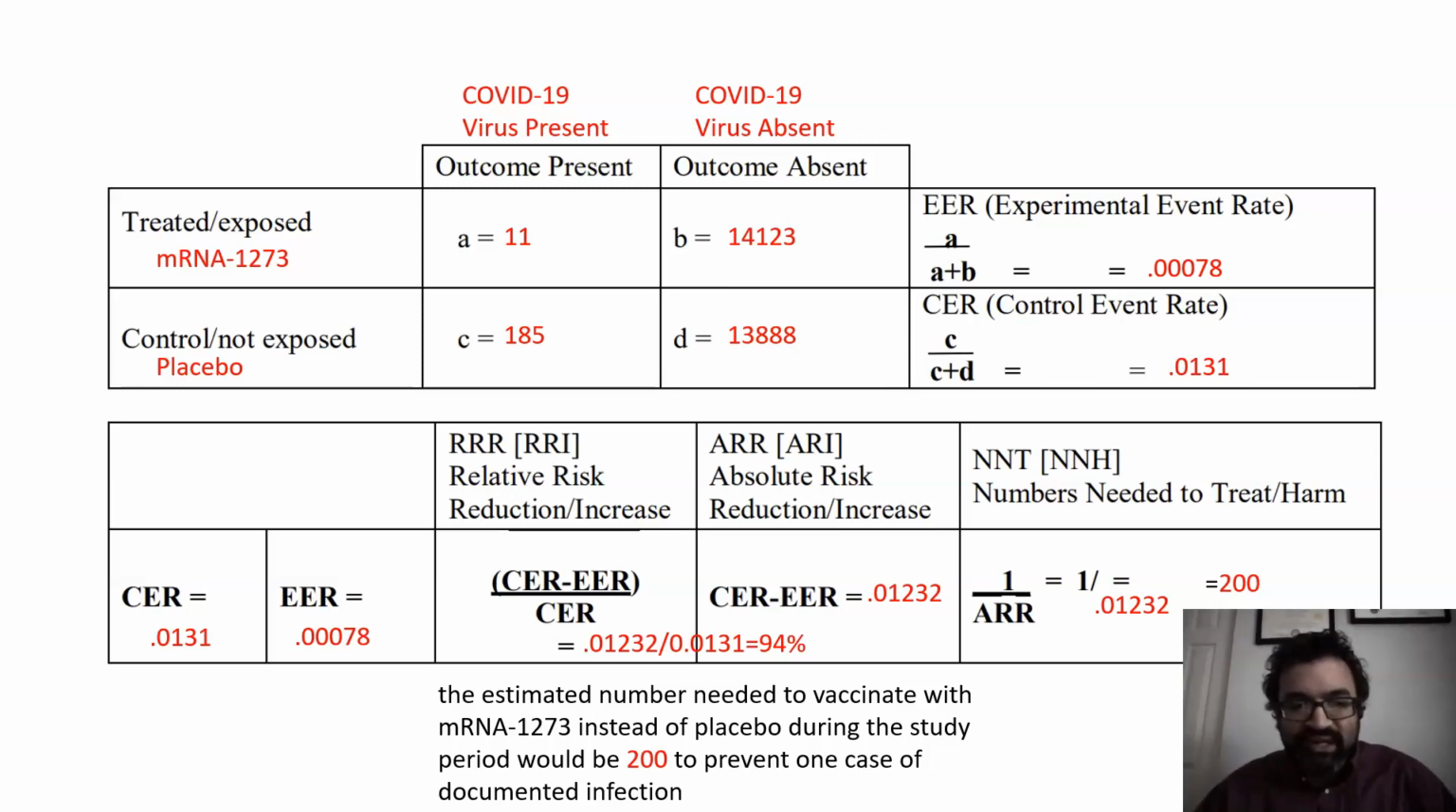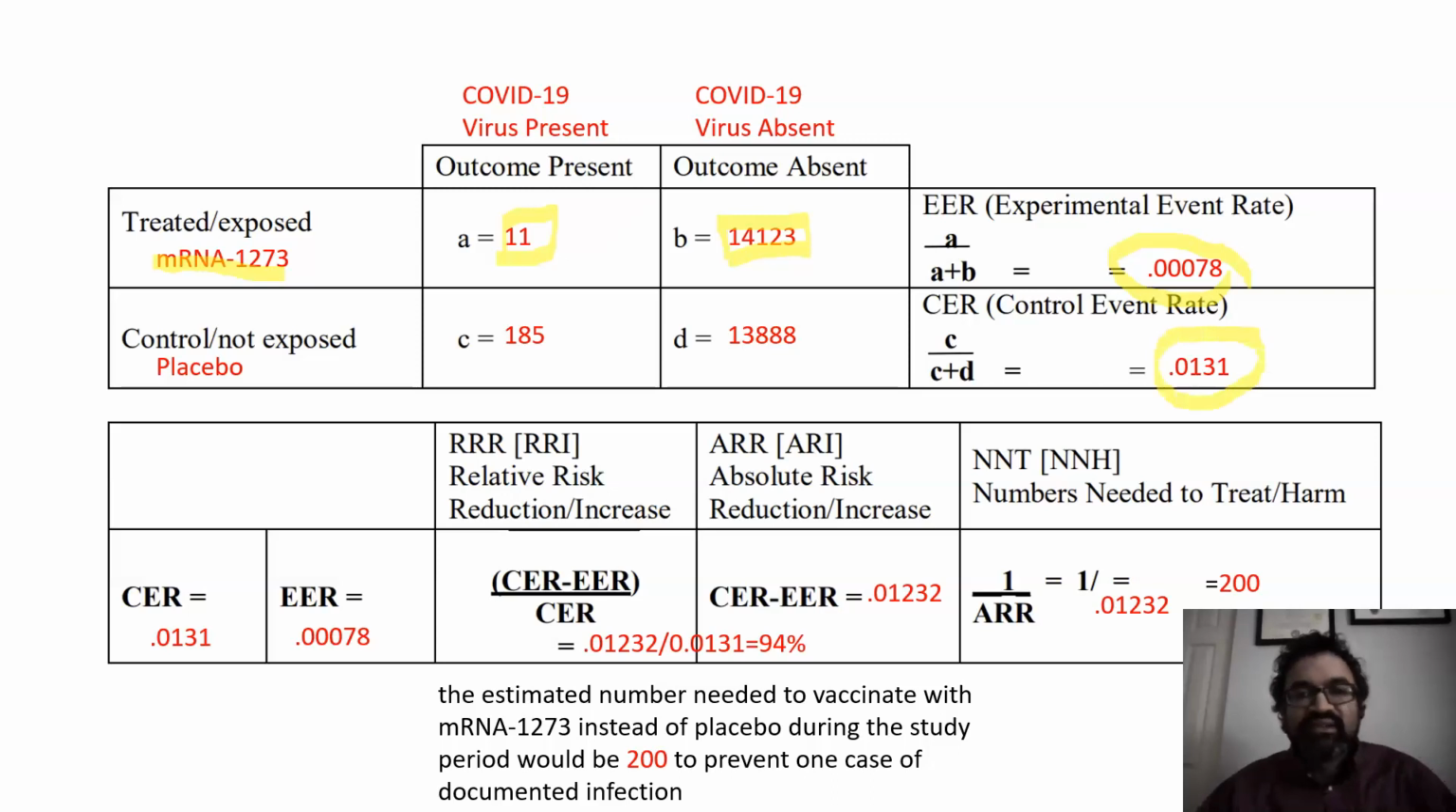People that contracted the virus and received the Moderna vaccine, that's 11 people, and people that didn't get the virus, of course, was 14,123, and so this decimal is considered the experimental event rate, and then this is the control event rate.